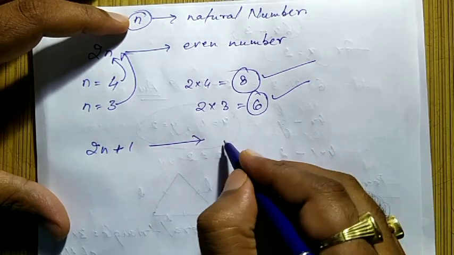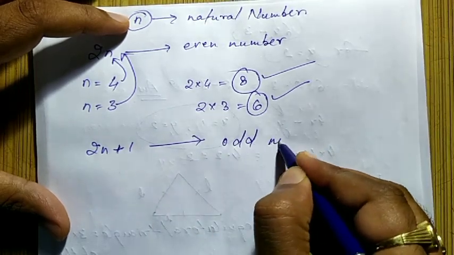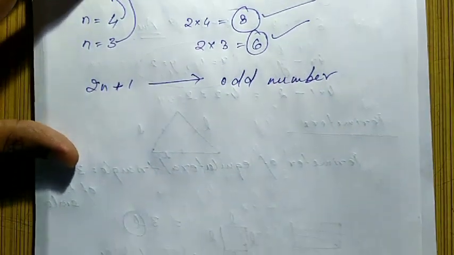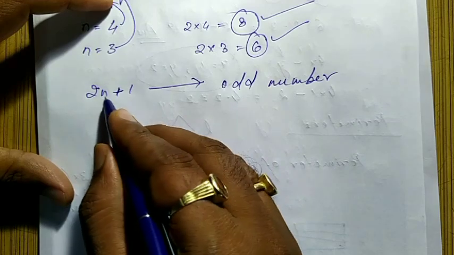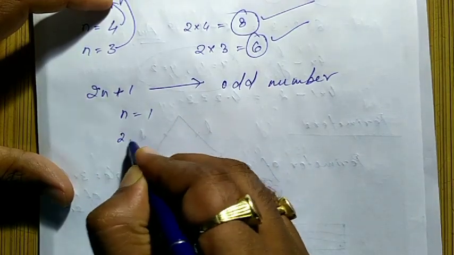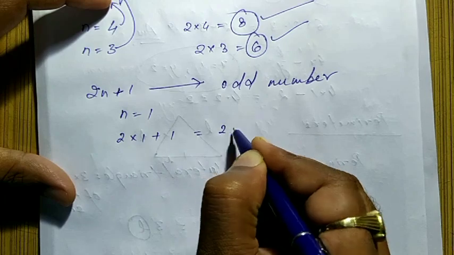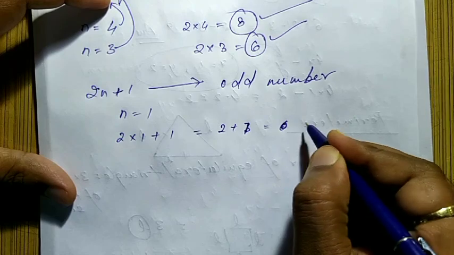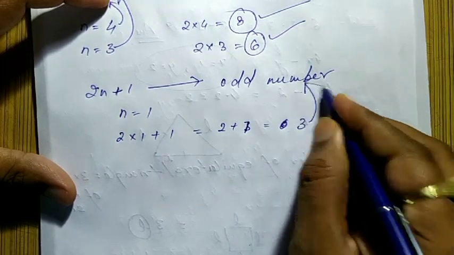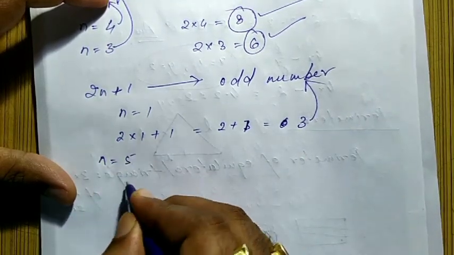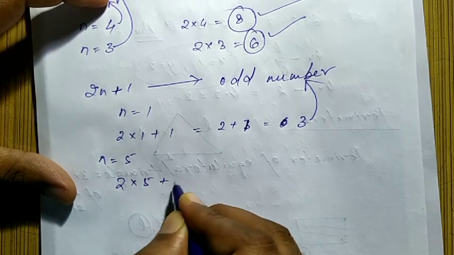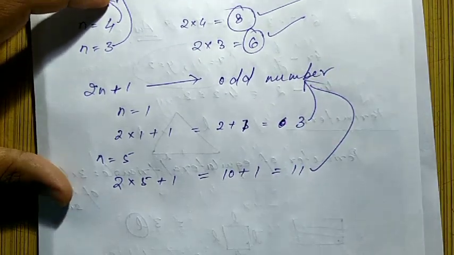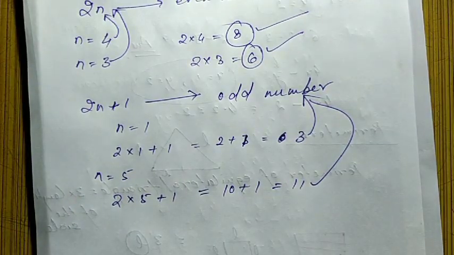And 2n plus 1 will denote an odd number. You can check. Suppose n is 1. 2 into 1 plus 1 is 2 plus 1, that will come to 3, and 3 is an odd number. Suppose n is 5. So 2 into 5 plus 1 means 10 plus 1, that is 11. 11 is also an odd number.